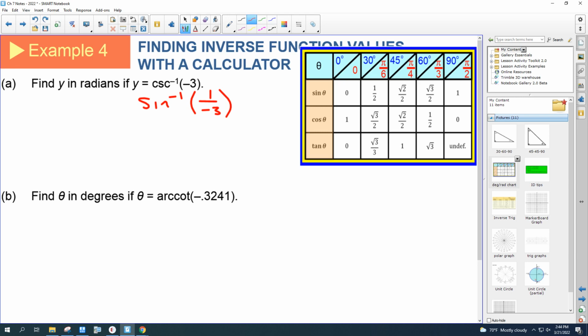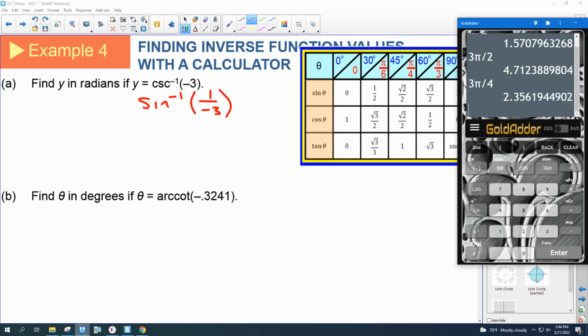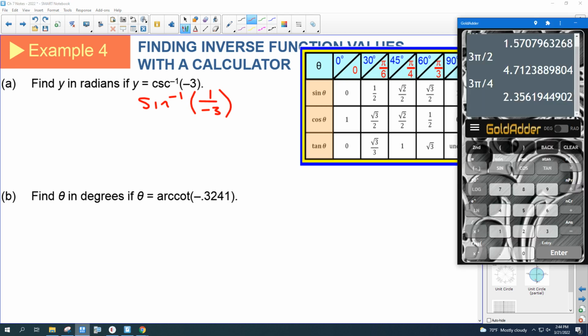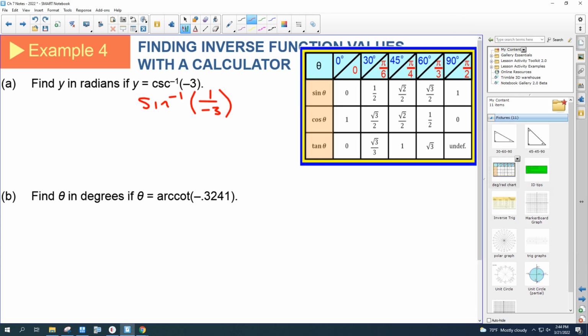Okay, I'm using a calculator. Better make sure you're in radians, because that's what it says. Radians, inverse sine 1 over negative 3. And I get that. Okay, negative 0.3398.